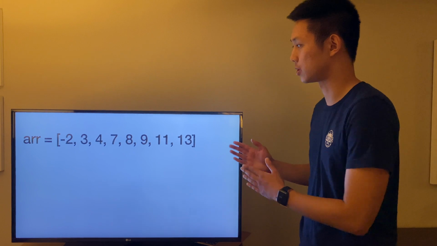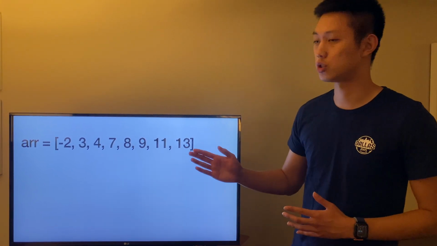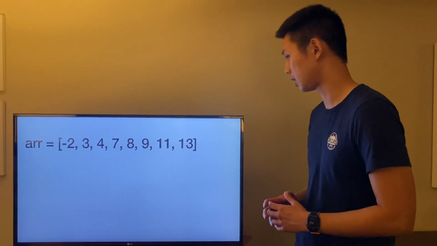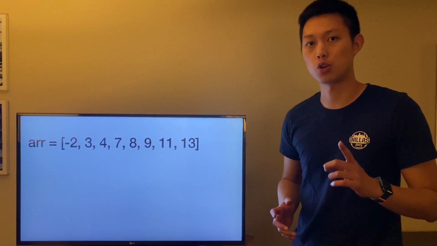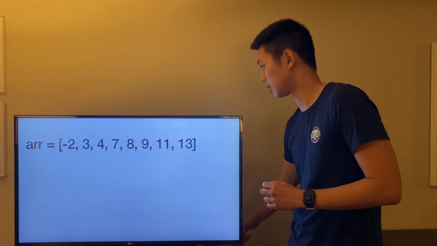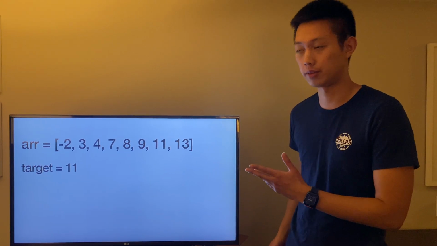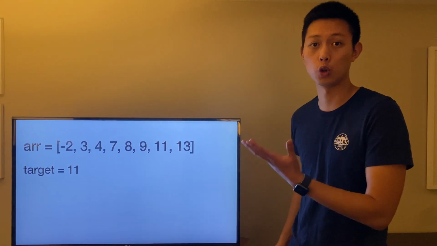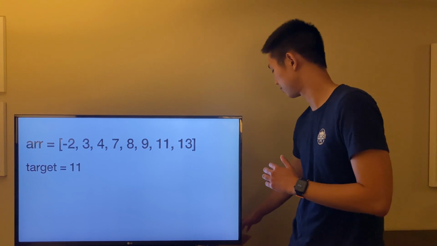Suppose we're given this array, ranging from -2 to 13. Remember that binary search only works if the given array is in a sorted order. Next, we have the target 11, which is the number that we're looking for in the given array.